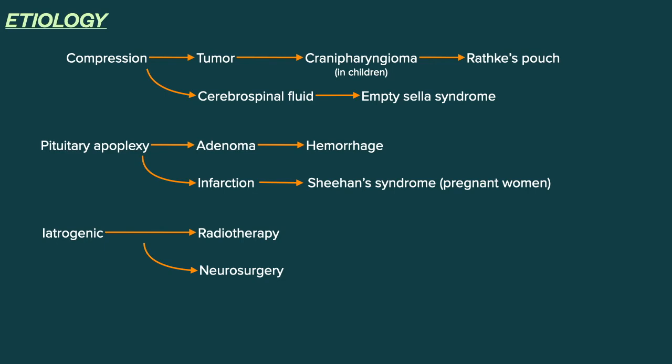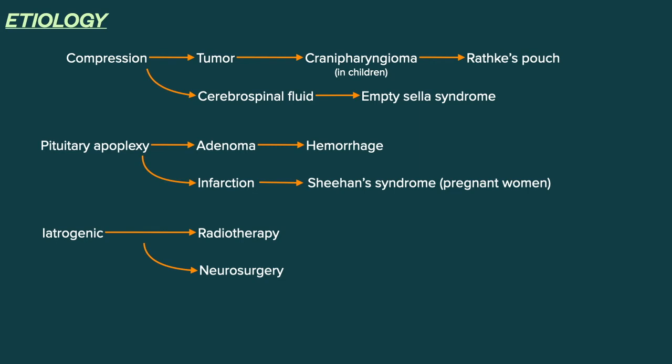In addition to solid tissue compressing the pituitary gland, liquid, like cerebrospinal fluid, can also have the same effect. In empty sella syndrome, for example, the sella becomes filled with cerebrospinal fluid and it can make the pituitary shrink or flatten and ultimately become non-functional.